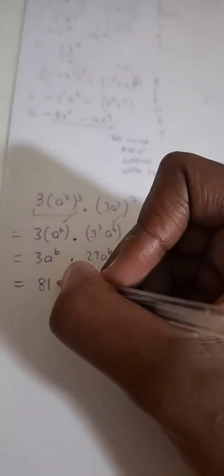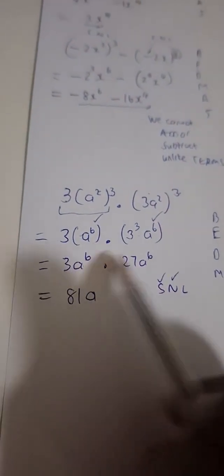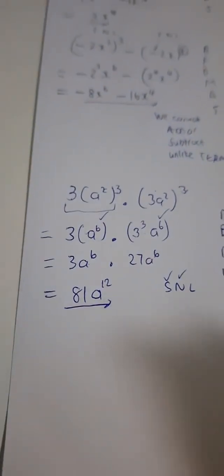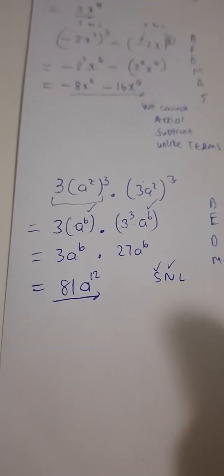Sign number done. Letter a to the power. Bases are the same. We are multiplying. What do we do to the exponents? We add them. So it's a to the power 12. So 100% well done to those people that basically said 81a to the power 12.